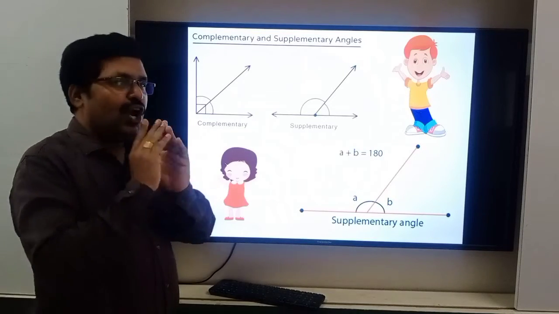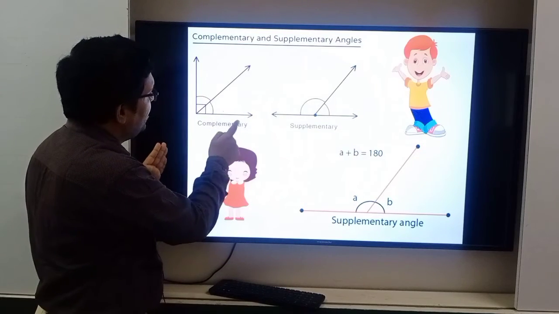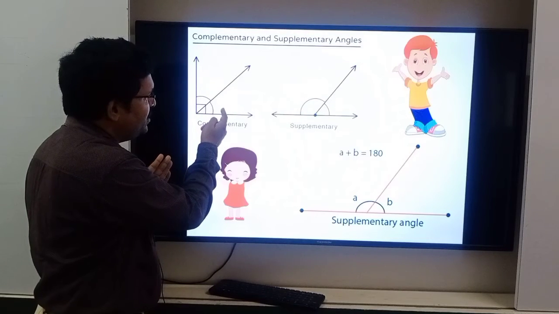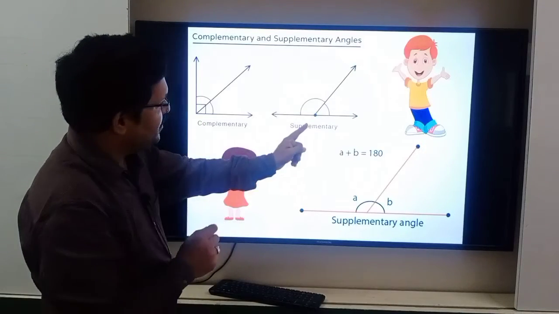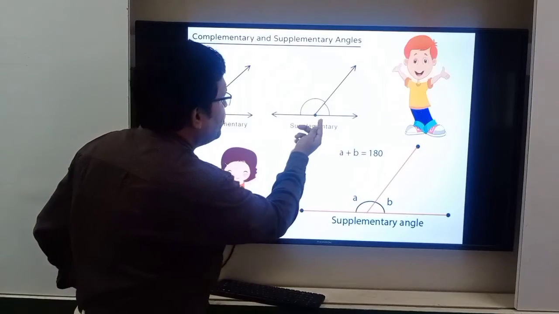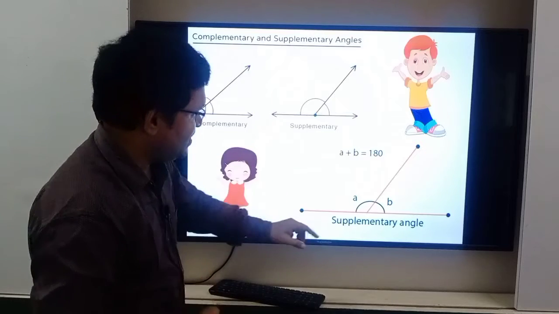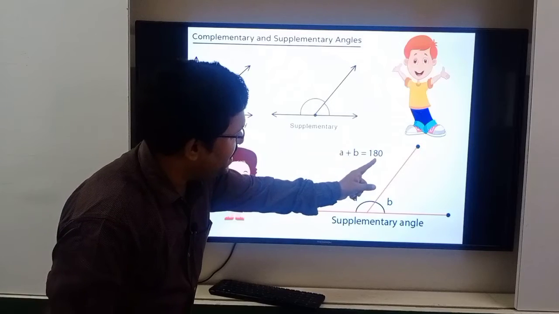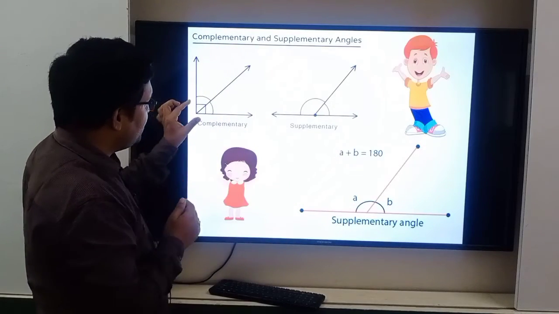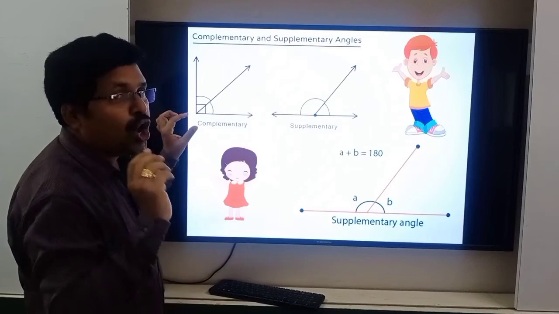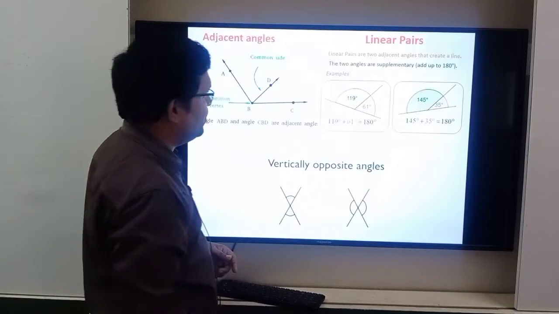Now let us see what are the complementary angles and what are the supplementary angles. Complementary angles: you take a right angle. This angle will be complementary to this. The sum of the two angles will be 90 degrees. That is called complementary angles. What are the supplementary angles? You have two angles, one angle is this, one angle is this. Both of them together will be 180 degrees. So this is angle A, this is angle B, and A plus B will be 180 degrees. If it is 180 degrees, they are called supplementary angles. And if the sum of the two angles is 90 degrees, then we call them complementary angles. Remember, complementary angles, supplementary angles. That's a beautiful concept.